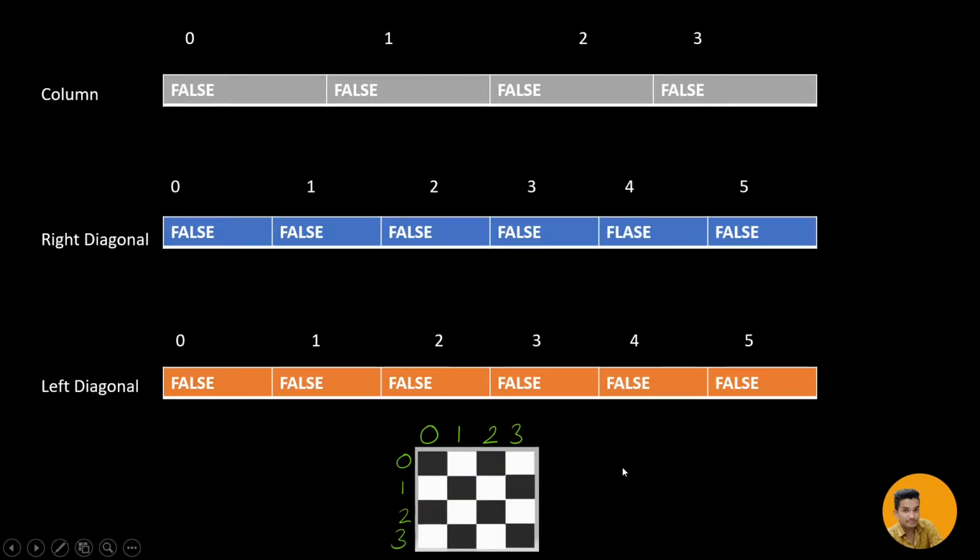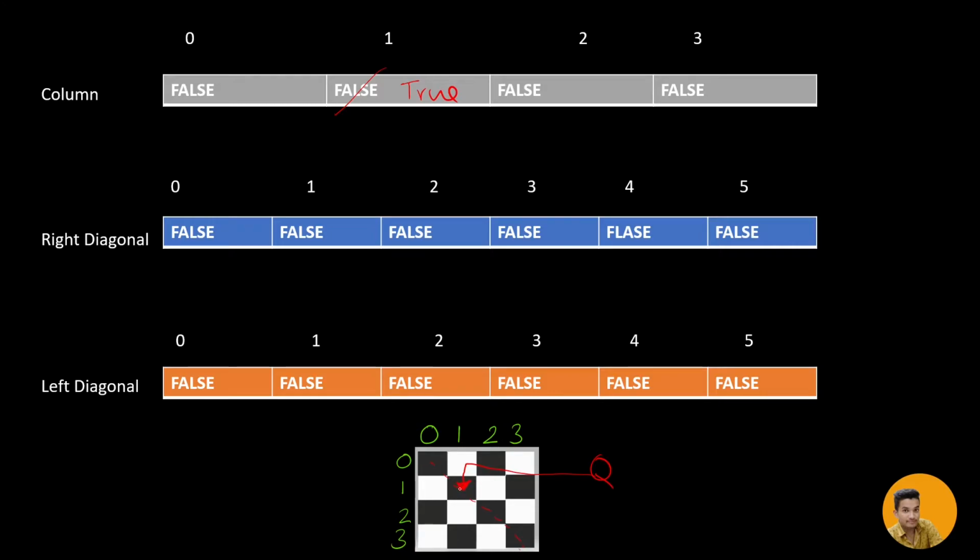Now what does this mean? This means if you want to place a queen here, you are placing on column number 1, so you go there and make this true. That specifies that you are using this column, so no other queen will be placed here, because this is true, the queen is placed here. Initially everything is false.